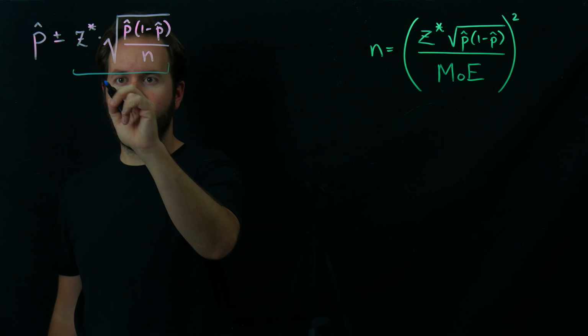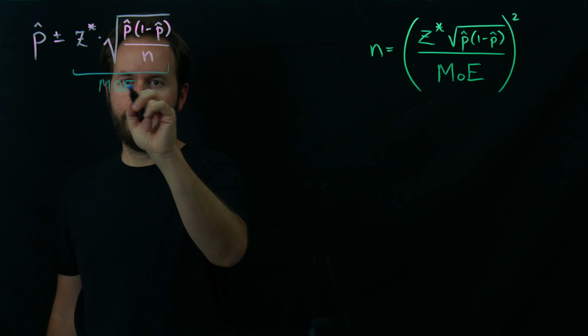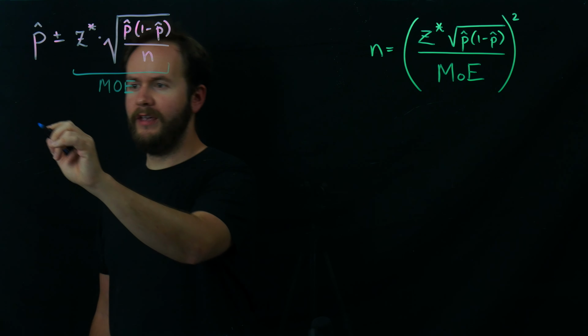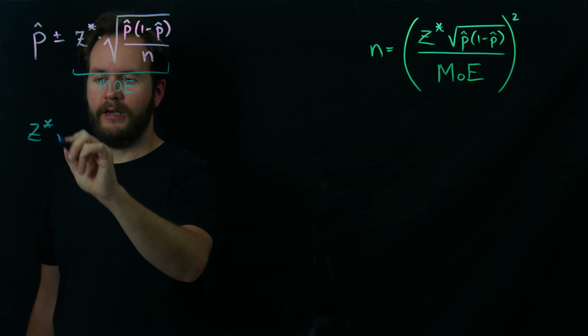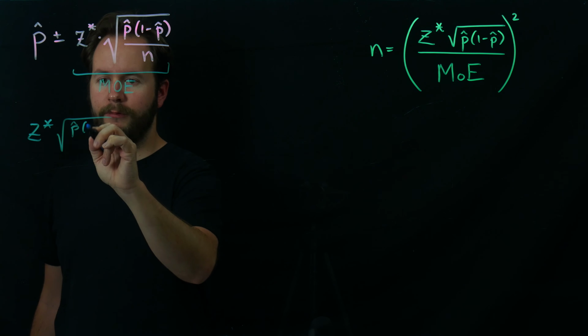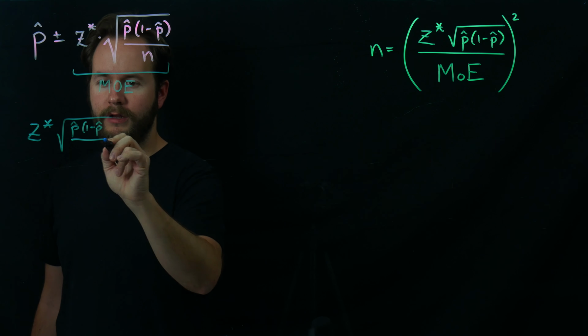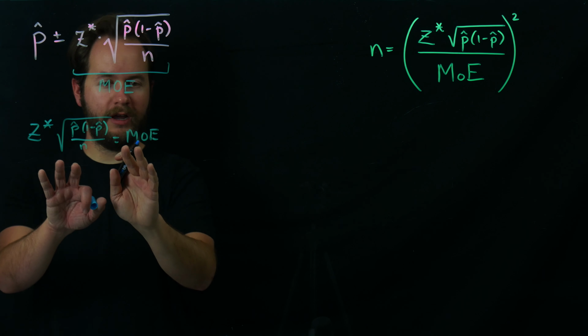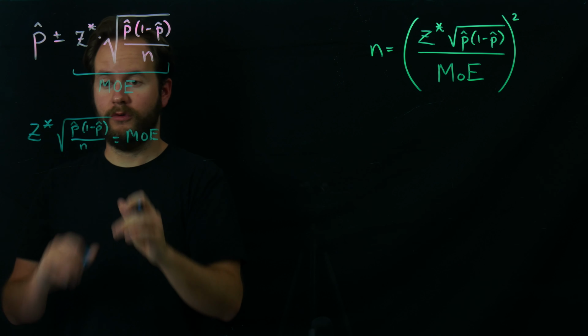This is called our margin of error. So I'm going to call it MO, which is what this is over here, MO. Now I'm going to set z star times the square root of p hat times 1 minus p hat all over n equal to MO. And I'm going to show you how I derive this formula in green from this formula in blue.